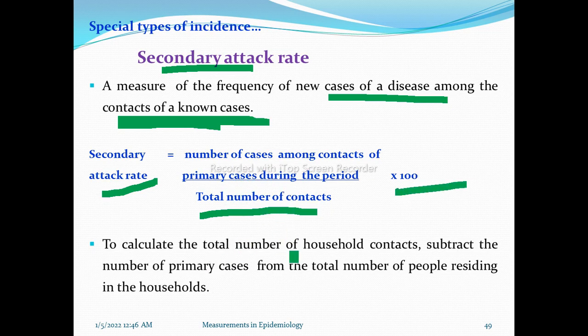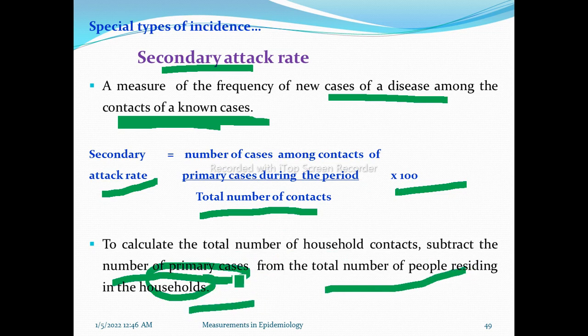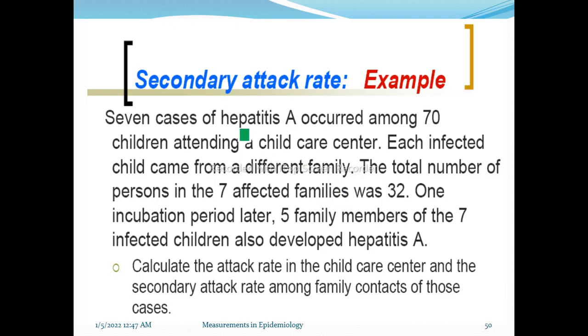To calculate the total number of household contacts, subtract the number of primary cases from the total number of people residing in the household. So the primary case or index case should be excluded. Then we will collect all contacts. So the total number of contacts means everyone other than the primary case or index case. So secondary attack rate is calculated this way.